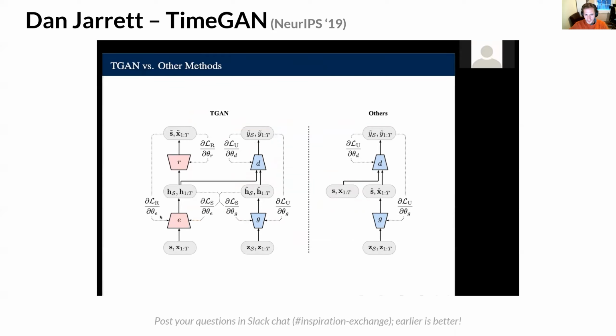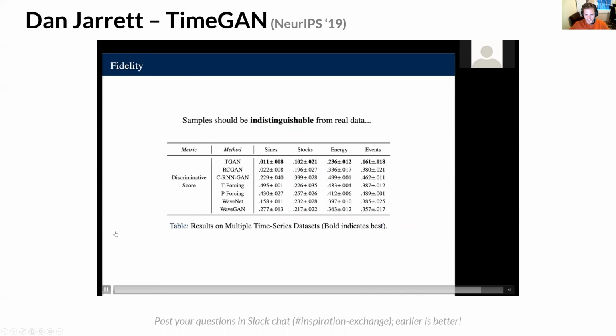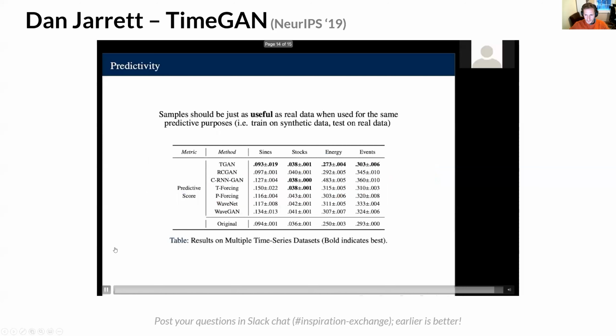So does it work? Long story short, right, we're running out of time here. We can somewhat verify all our criteria that this gives strong performance compared with existing methods. First, that the samples, again, are indistinguishable from real data. Second, that they are much better distributed to cover the real data distribution than other methods. And third, that they are just as useful as real data when used for training algorithms for prediction.